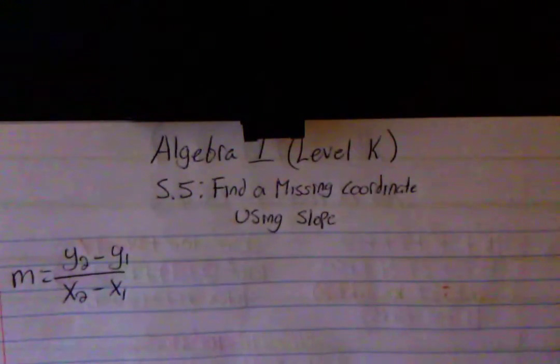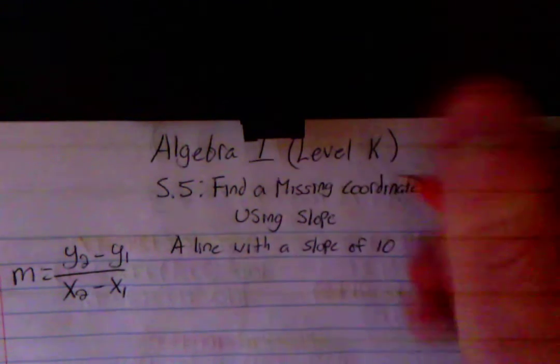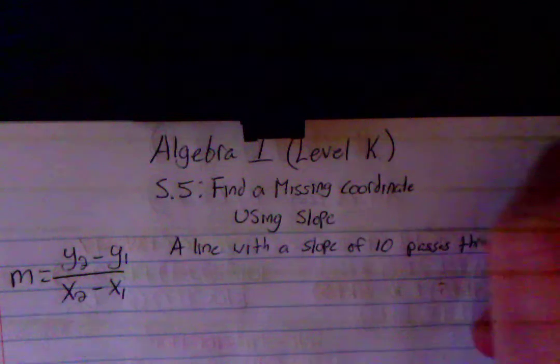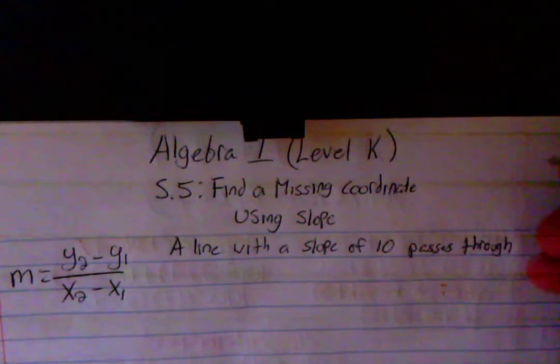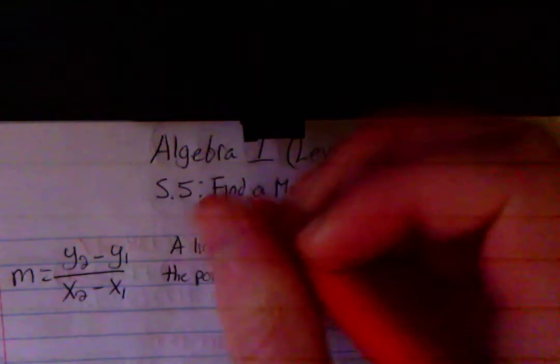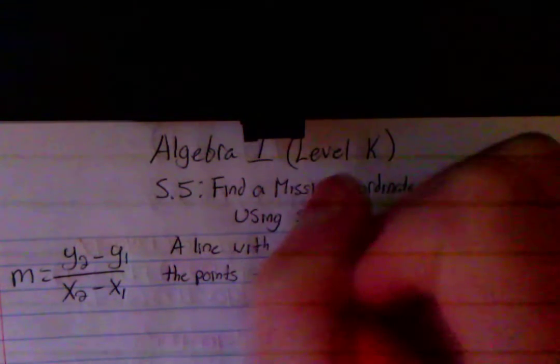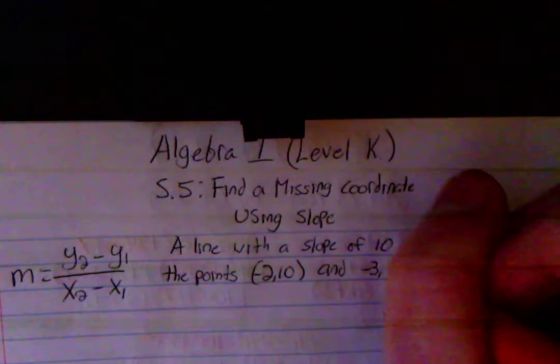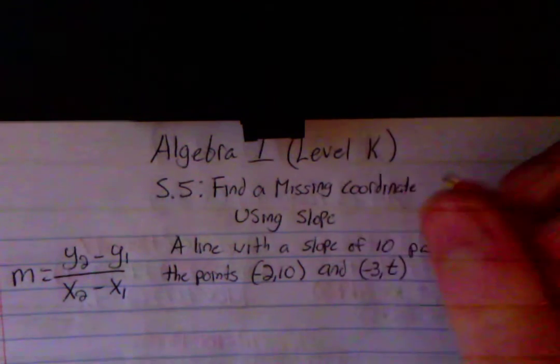So a question that you will see is: a line with a slope of 10 passes through the points -2, 10, and -3, t. What is the value of t?